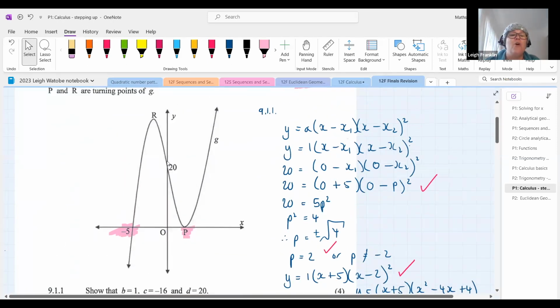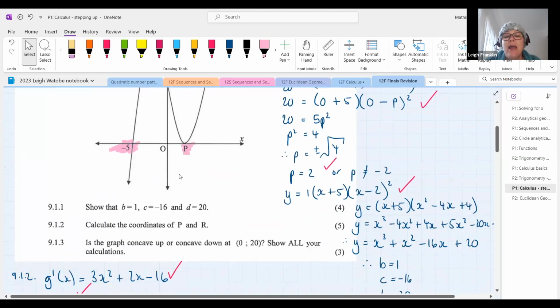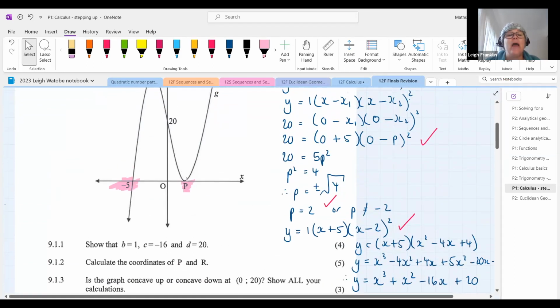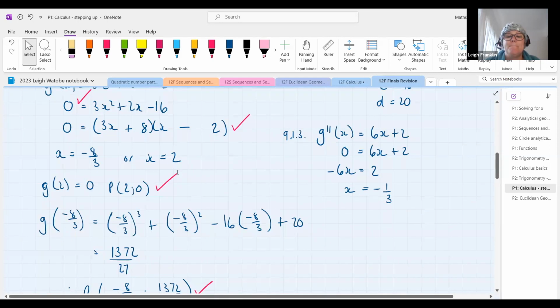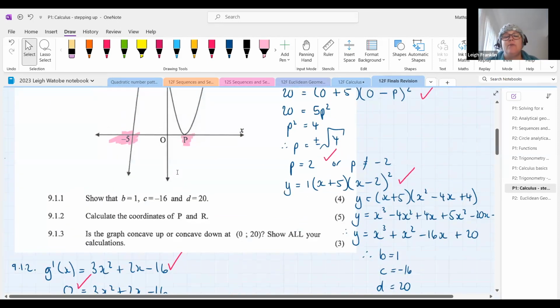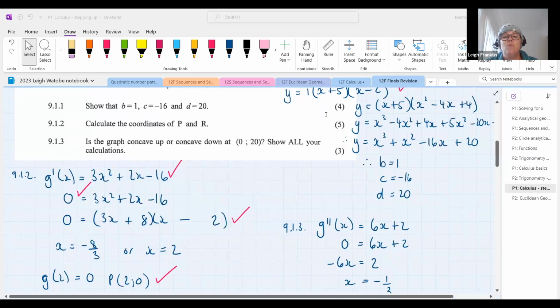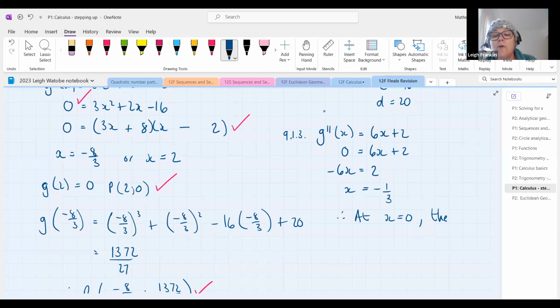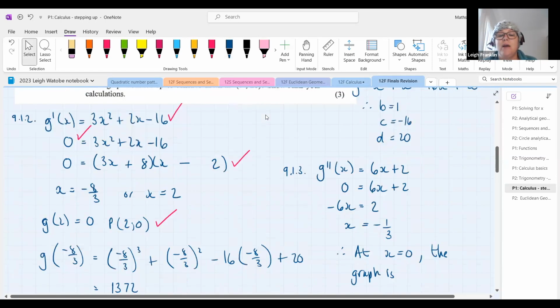Before the point of inflection, the graph is concave down. After the point of inflection, the graph is now concave up. So remember, at the point in question, x is equal to 0. So is the graph going to be concave up or concave down at that point? So what's happening when x is equal to 0? If the point of inflection is where x is equal to -1/3. That's it. Well done, guys. So therefore, at x equals 0, the graph is concave down.